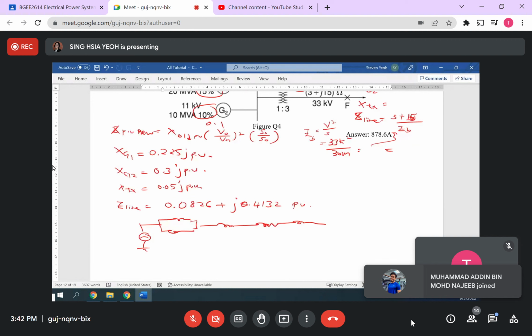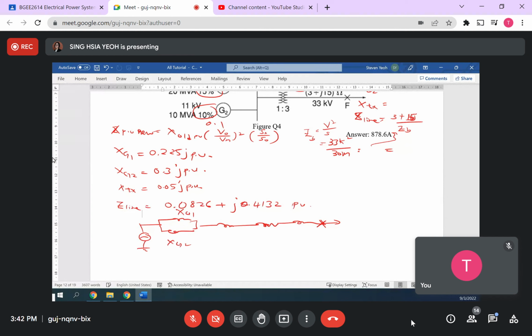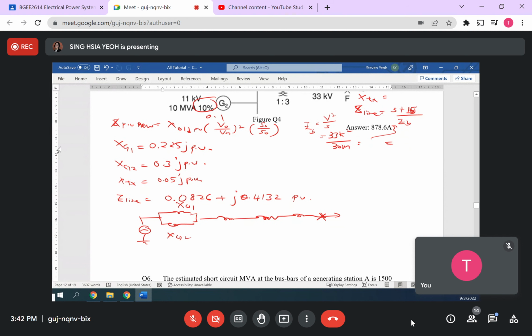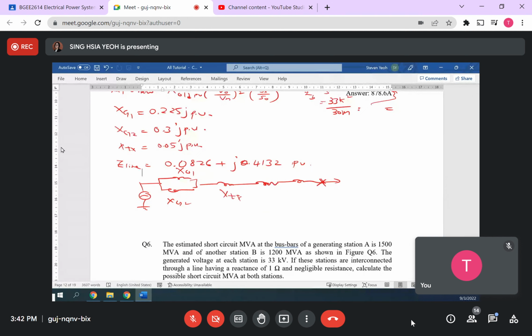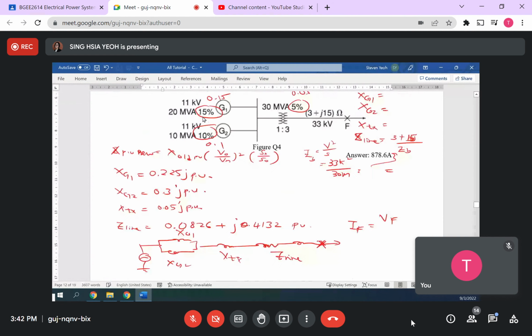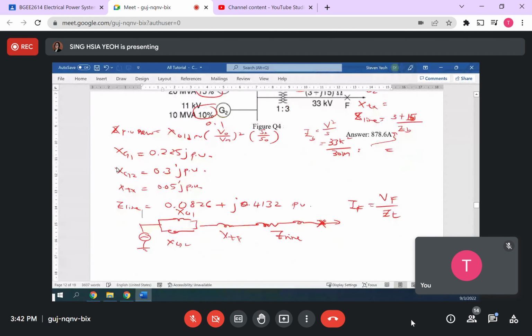So your plot is here. This will be your xg1, xg2, then x transformer, and this will be the Z line. Then if you want to find the fault, they ask you to find the fault current, right? So I fault will be equals to voltage V fault divided by Z total. So Z total will be this one, so it will be parallel series.